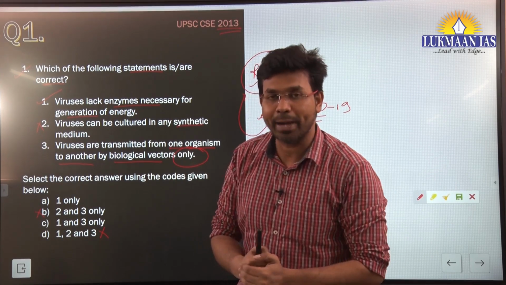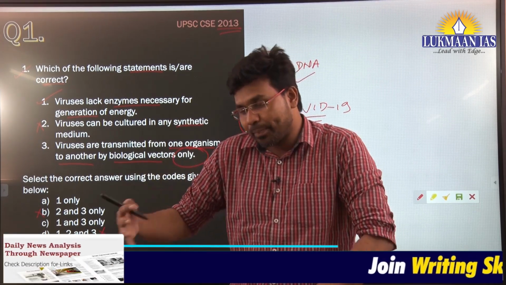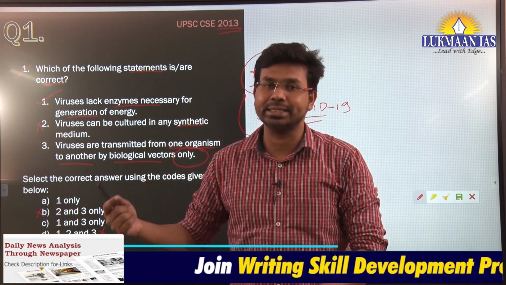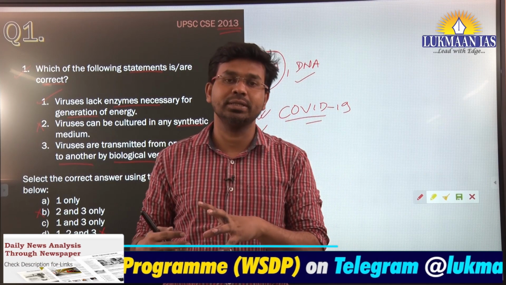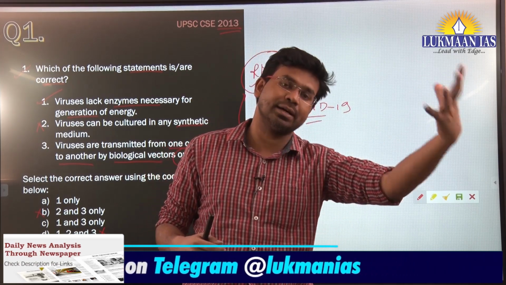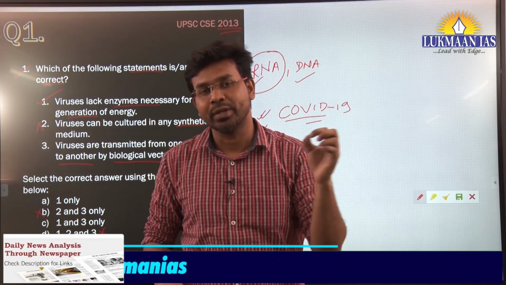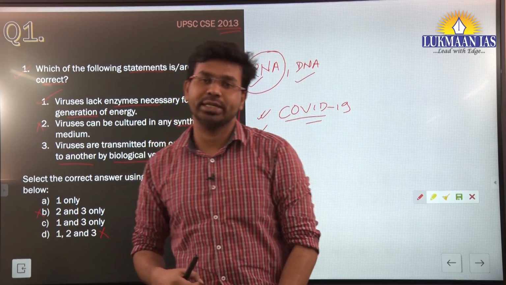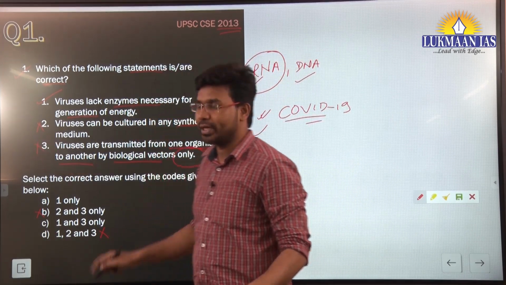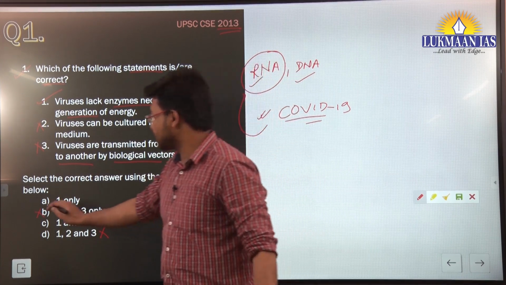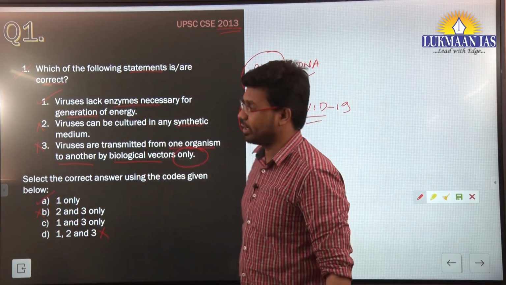But when we talk about a biological vector, if a person or something is affected by a virus, and then this particular person or thing affects someone else, that can be considered as a biological vector. So that's why statement 3 is incorrect. The correct answer for this question is option A only.